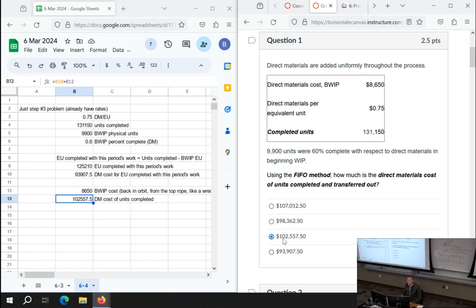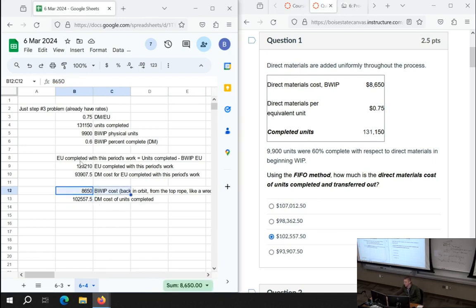Okay, so yes, we do have this extra step. The other thing to remember, Jack, you're saying the two main differences are that we have to multiply our rate by this number instead of this number. But then the second biggest thing is that we have to remember to add back in the beginning WIP costs, because we did not include them in the numerator for the rate. All right, well, not too crazy.